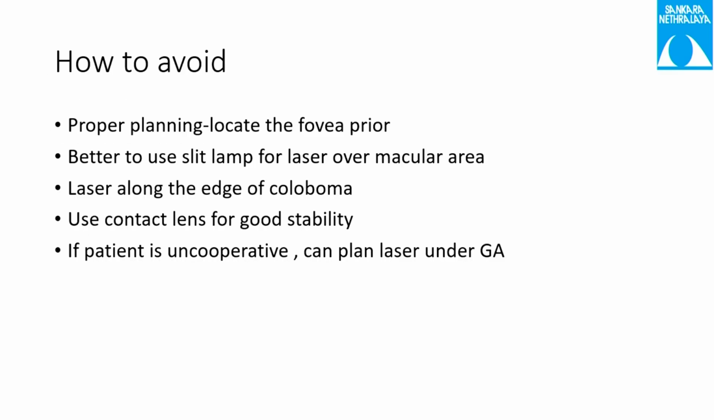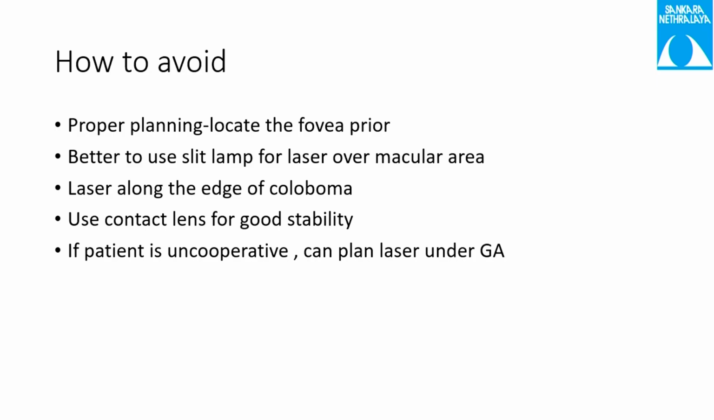So how do we avoid such complications? One thing is proper planning of the laser. Try to locate the fovea prior to any laser. It's better to use a slit lamp laser whenever you are trying to perform any laser burns over the macular area. And try to laser along the edge of the coloboma rather than going away from it, so that you can avoid hitting the fovea.